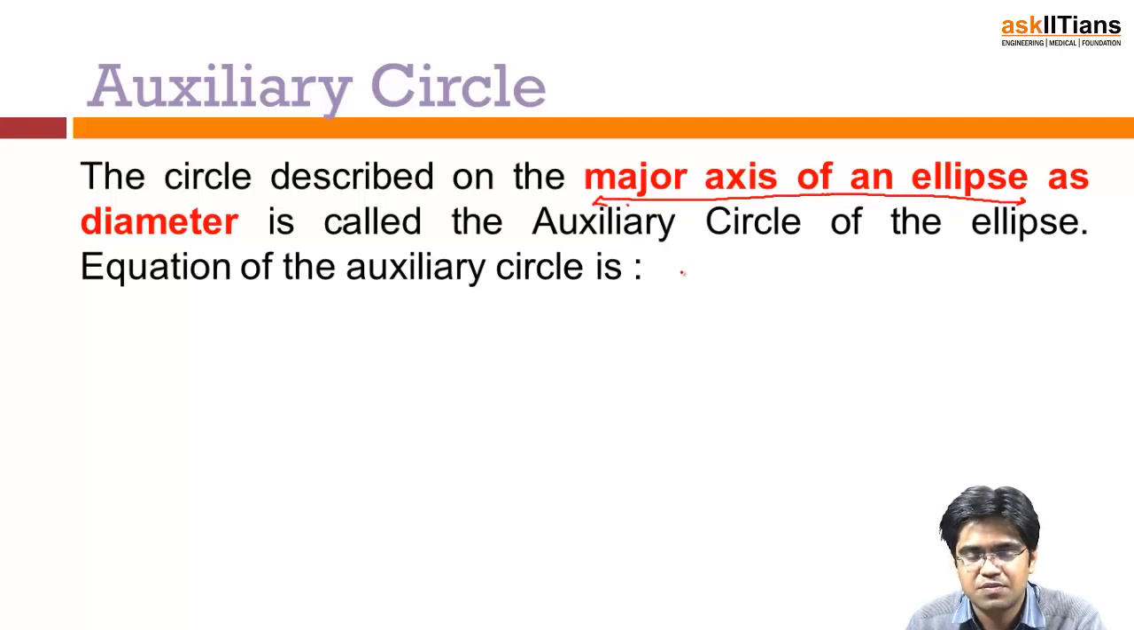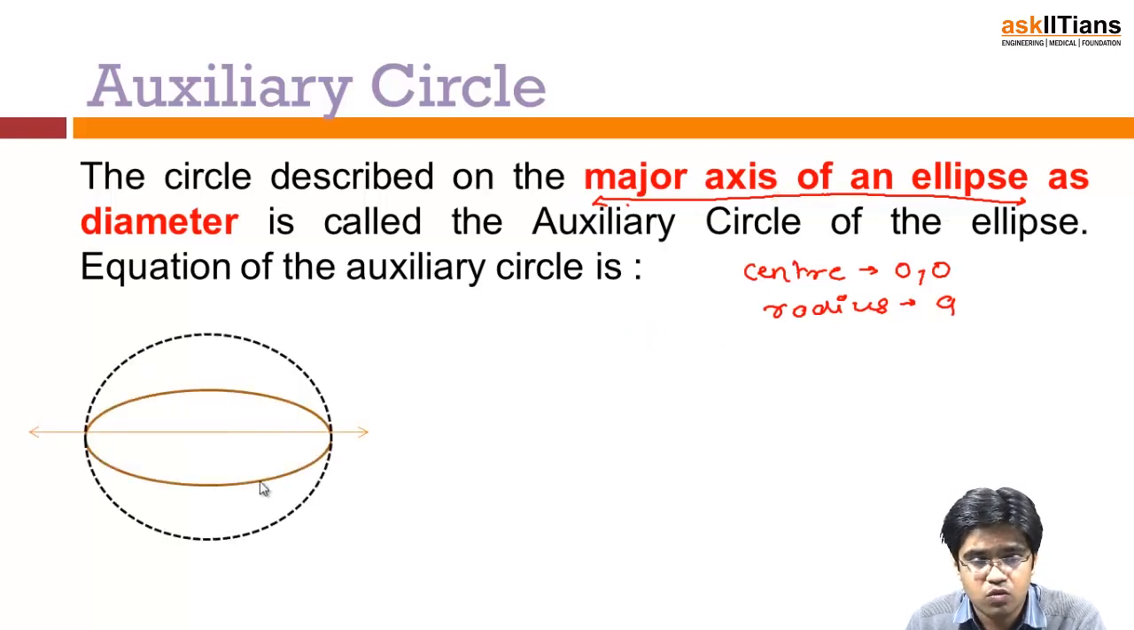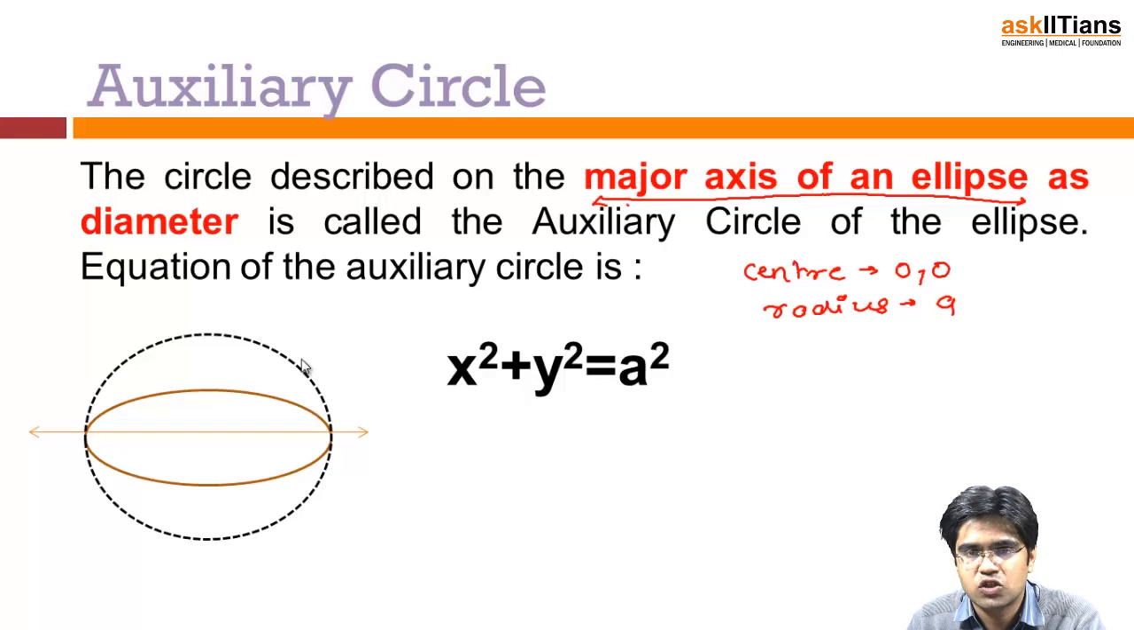If the major axis of the ellipse is the diameter, that means the center of this circle is obviously (0, 0) for a general ellipse, and its radius is a, because its diameter is 2a, the major axis. So the whole 2a is the diameter, and a will be the radius. This is how the auxiliary circle looks. You can see that the major axis has now become the diameter of the circle. Its equation will obviously be x square plus y square is equal to a square.